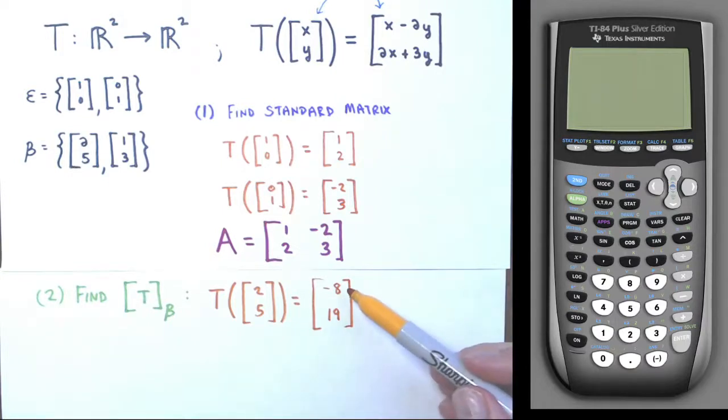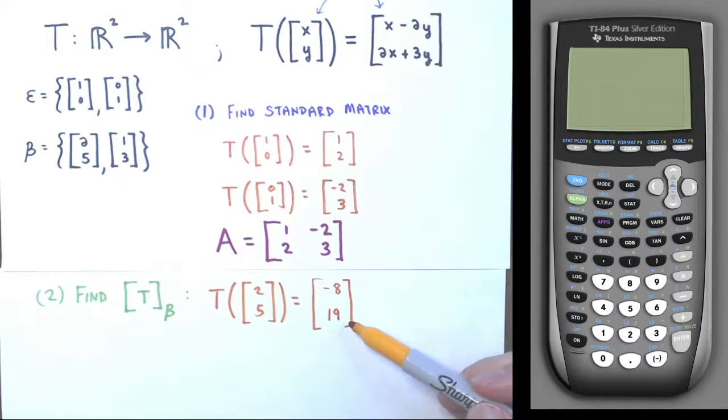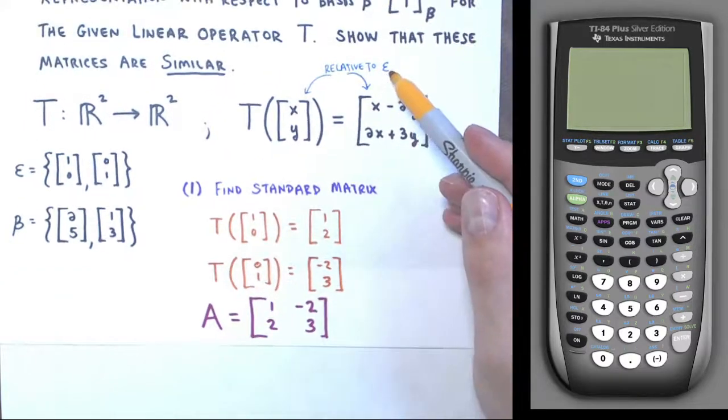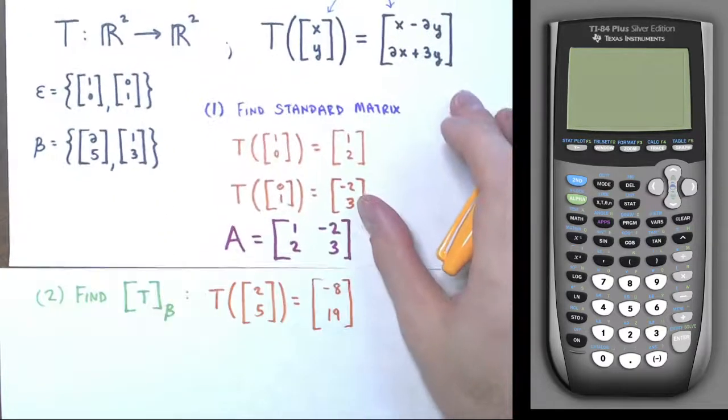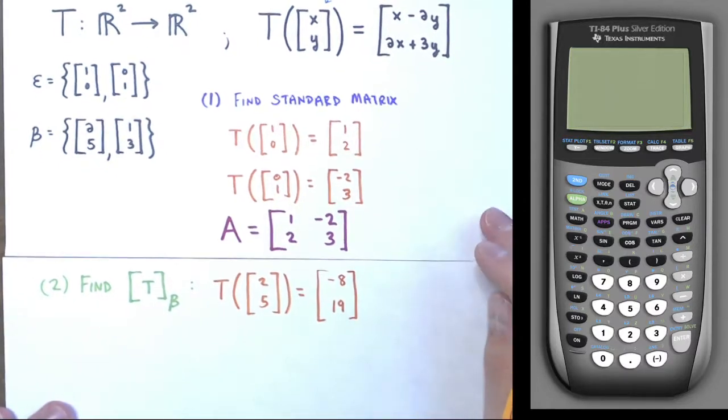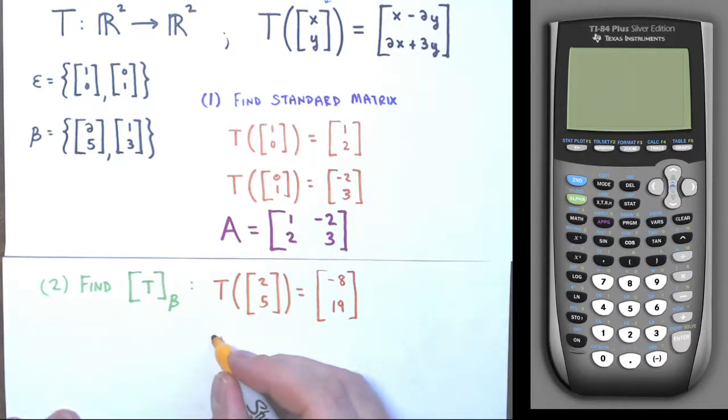Now, this is not going to be the first column of this matrix. What I need to do next is, because I'm going from basis B to basis B, remember these outputs, I mentioned at the top, are relative to the standard basis. So right now this negative 8, 19, these are coordinates relative to the standard basis. I would need to change them into coordinates relative to basis B, which I'll do after I find this second image.